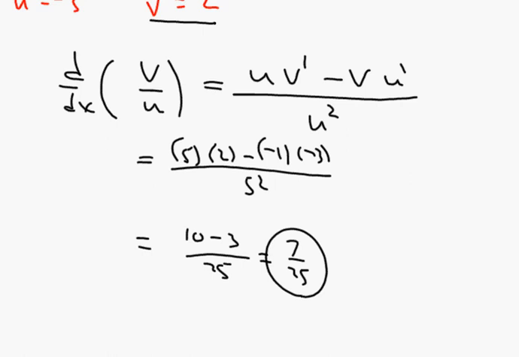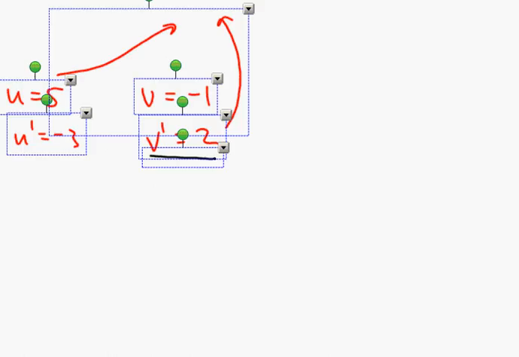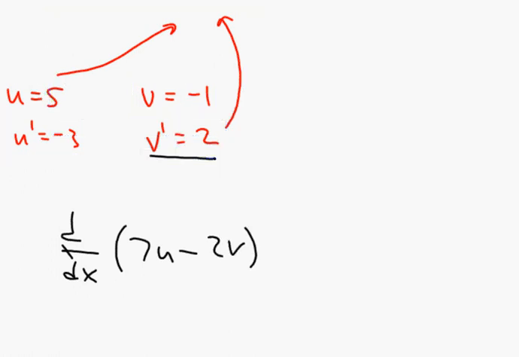Let's do one more problem utilizing this idea. Get those facts up here again. So let's pretend they said find d dx of 7u minus 2v. So sometimes people get confused when they see 7 times u and they're not quite sure how to do the derivative of that. I'll show you a couple ways to do it.